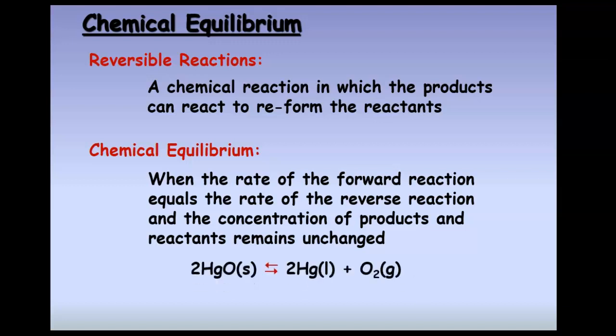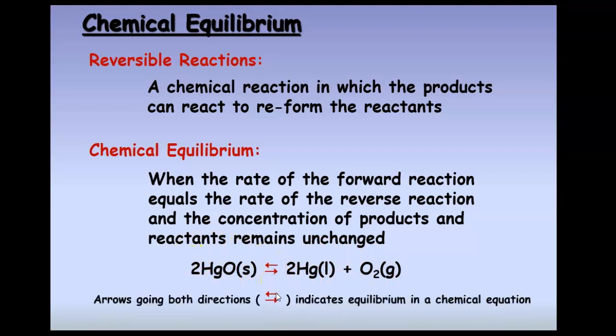And on that note, we use this equation as an example. We have mercury oxide solid decomposed to mercury liquid plus oxygen gas, and then mercury liquid plus oxygen gas recombine again to form mercury oxide. So this is your equilibrium sign. The arrow forward and backward indicates equilibrium in action.